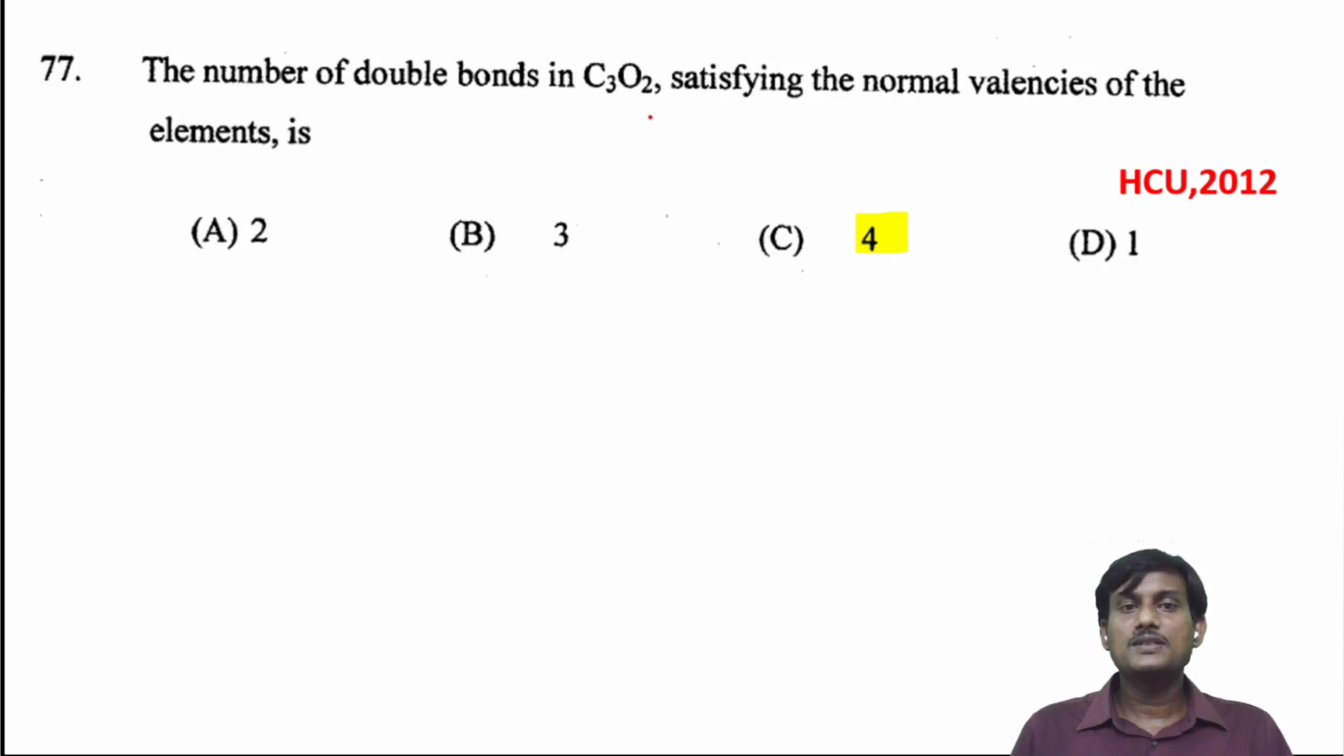The number of double bonds in C3O2 satisfying the normal valencies of the element is. This is the structure of C3O2. Here we have 1, 2, 3, 4 double bonds.